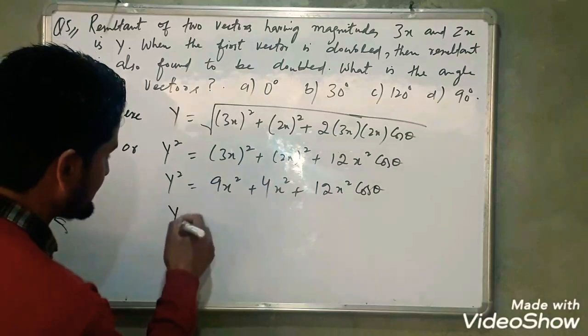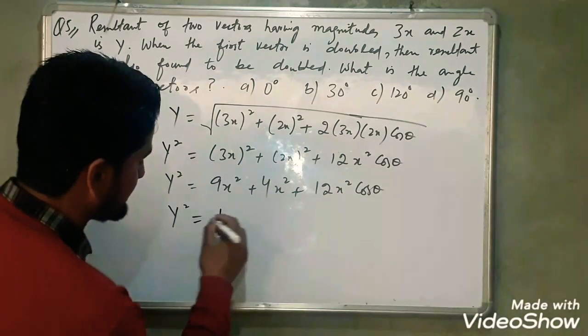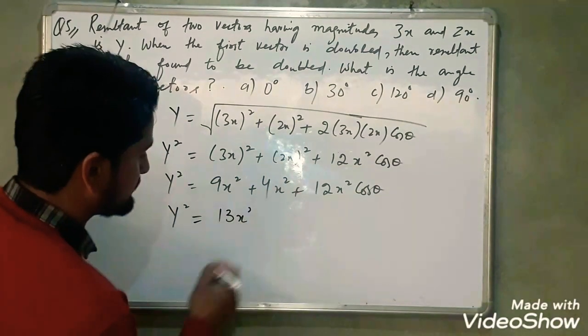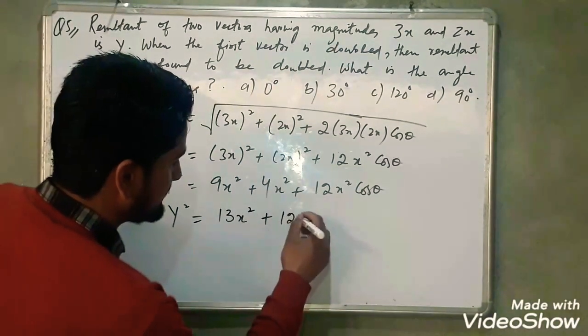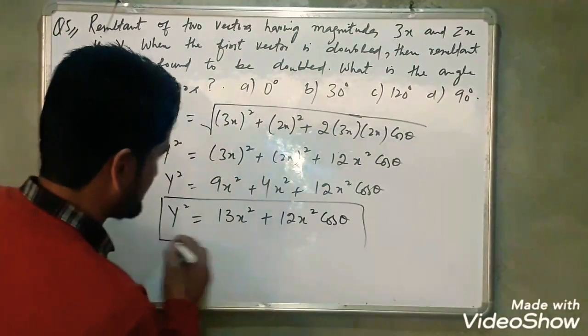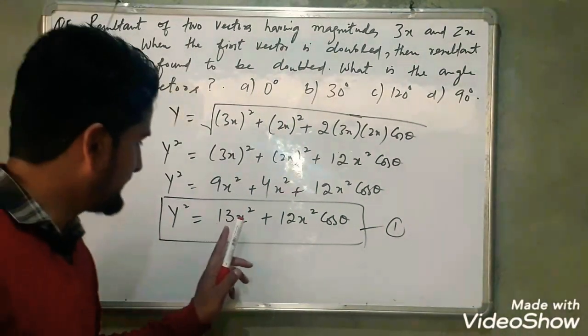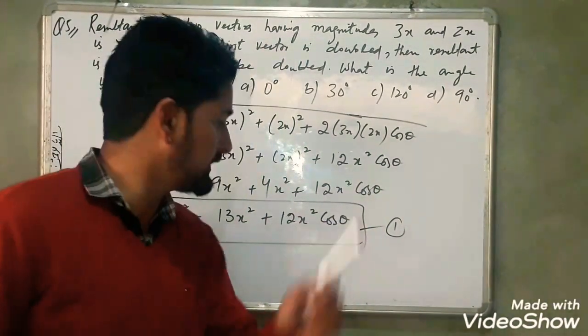Okay, or we can write y square is equal to 9x square plus 4x square, it is 13x square plus 12x square cos of theta. Keep this first equation: y square equal to 13x square plus 12x square cos of theta.